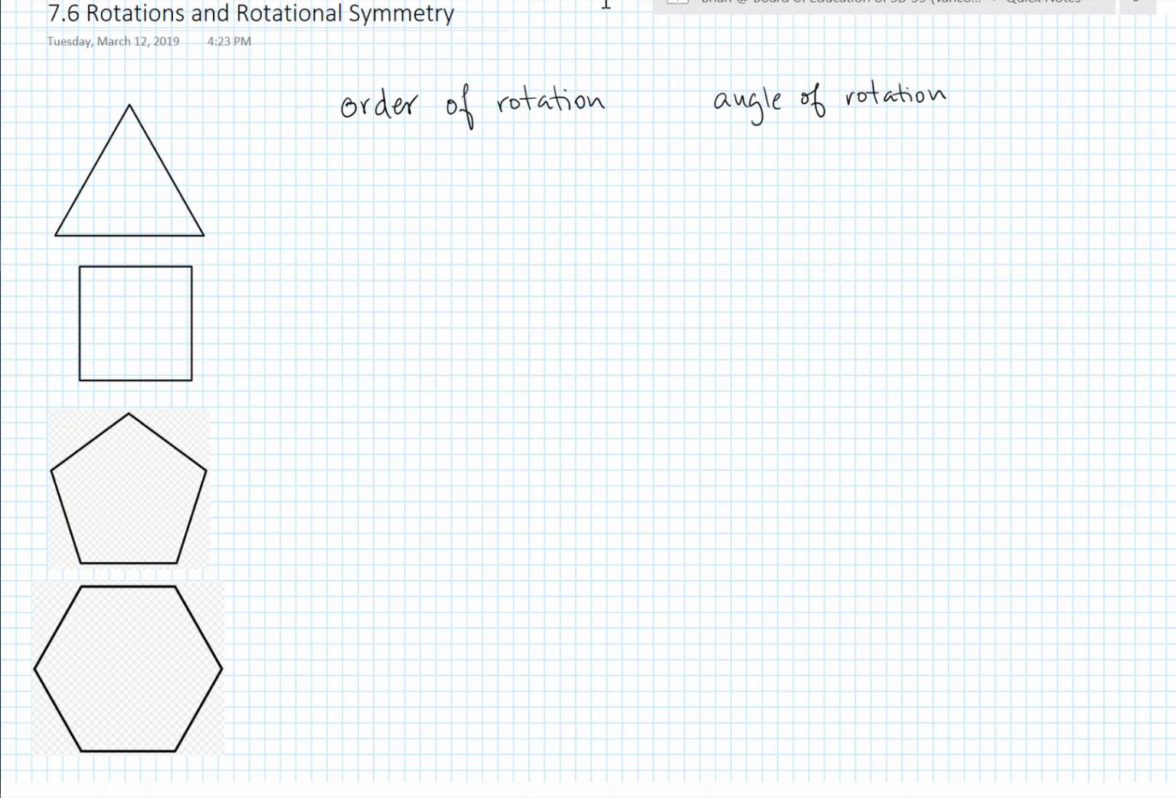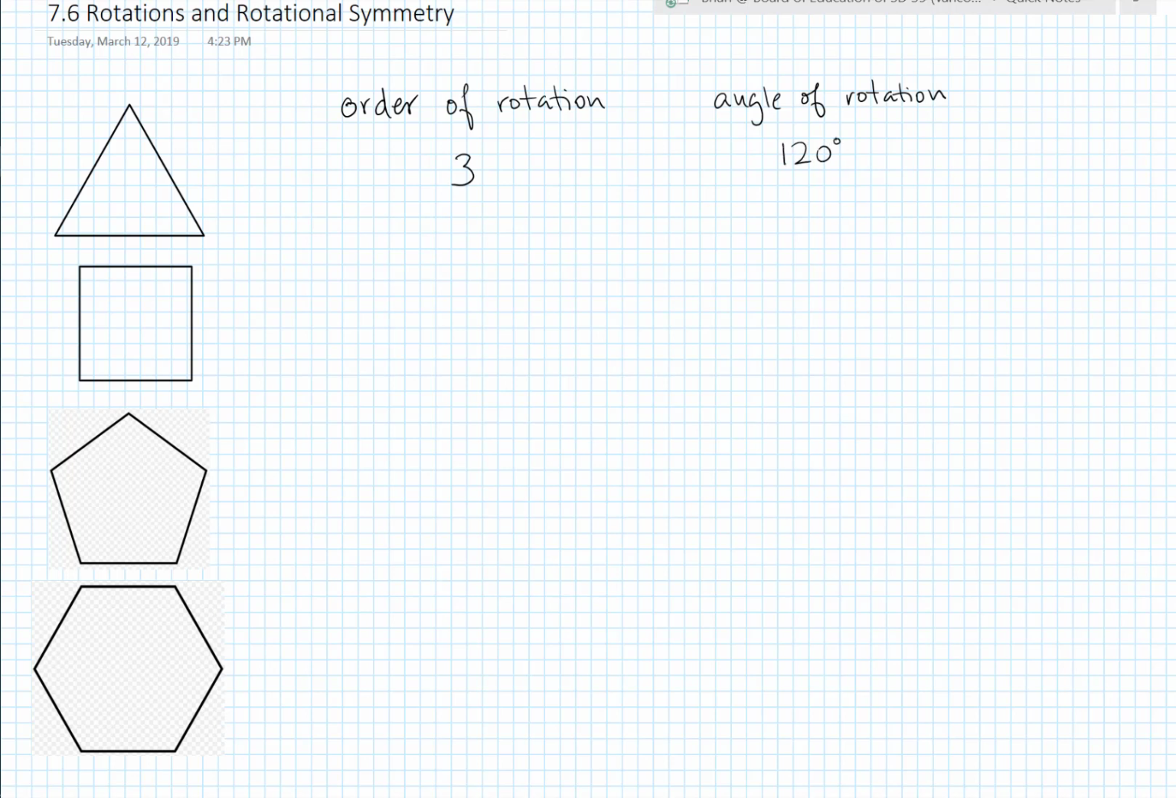So in fact, that triangle, if I rotate it 120 degrees, it will appear identical. And if I rotate it another 120 degrees, it will appear identical. And finally, if I rotate it a third 120 degrees, it will appear identical. And so the order of rotation for this triangle is 3, and the angle of rotation is 120 degrees.